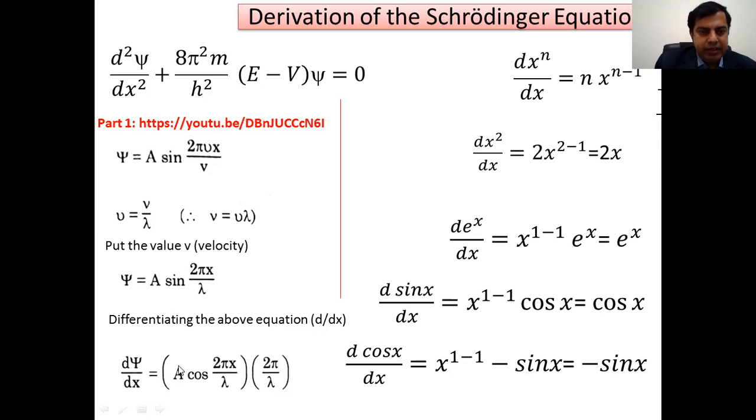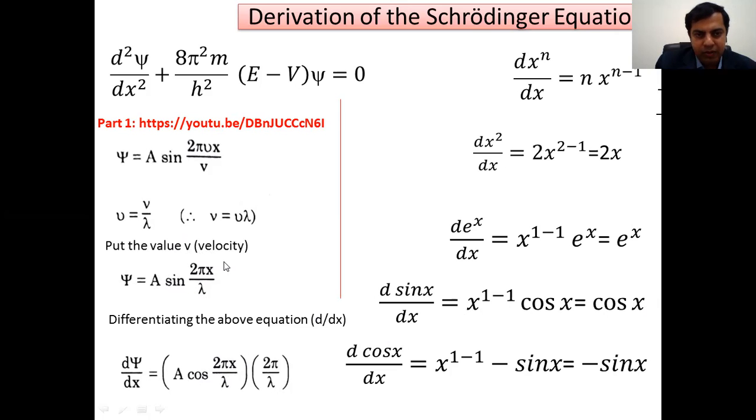A will remain the same, sin x will become cos x, and you can suppose this theta is equal to 2 pi x over lambda. So 2 pi x over lambda will remain the same. Just the sine is converted to cos, the other parts will remain the same. And in a similar way, you can also differentiate this.